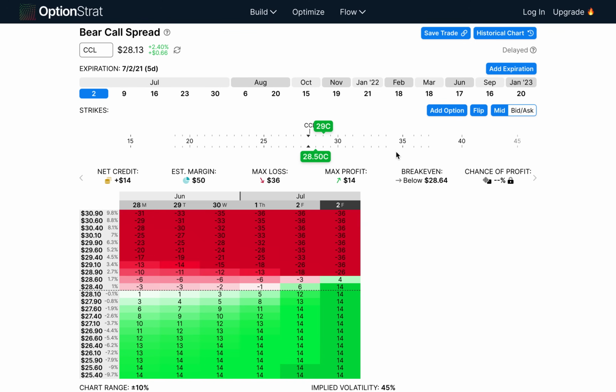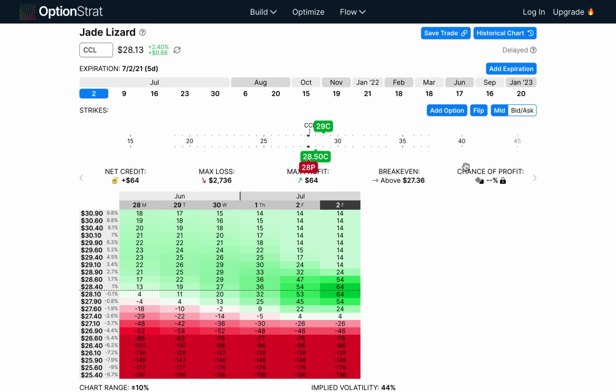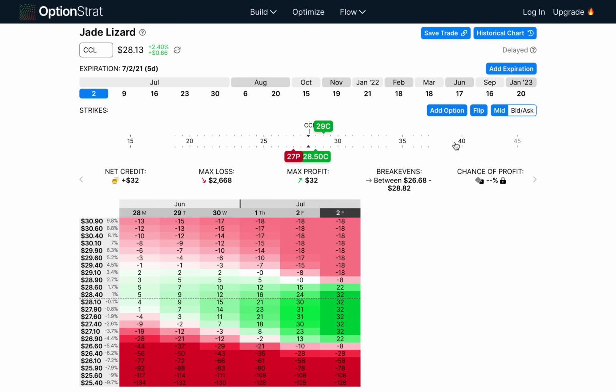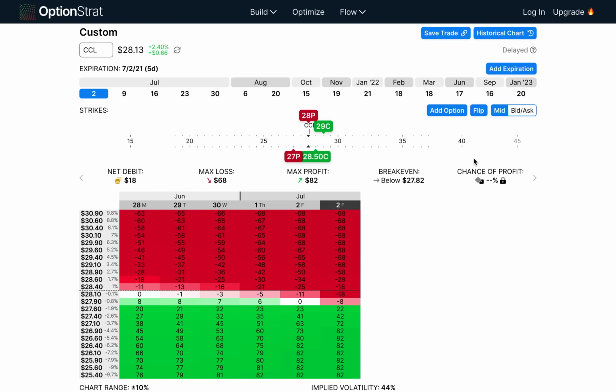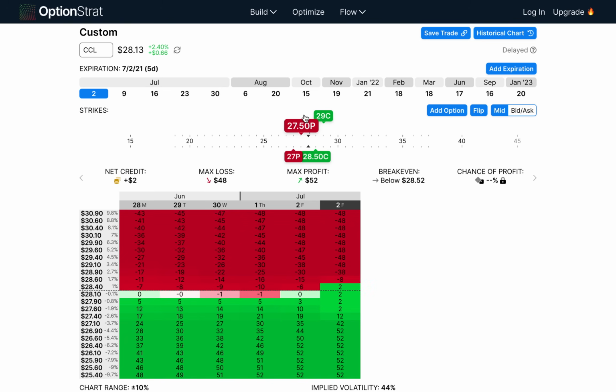So we entered basically a bear put spread. So I can add an option here. So we started by selling our put. We sold the put at the $27 strike, which is right there. And then I'll add the other option, which was buying a put, and we bought the put at the $27.50 strike. And so this is what it looks like, right? Net credit $2, so we're still getting a credit. Max loss of 48, but max profit of $52. So our profit is higher than our max loss here.